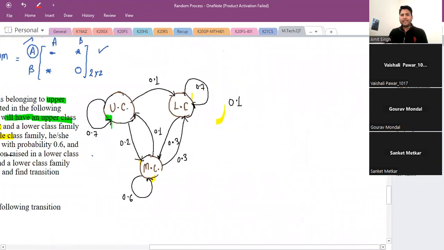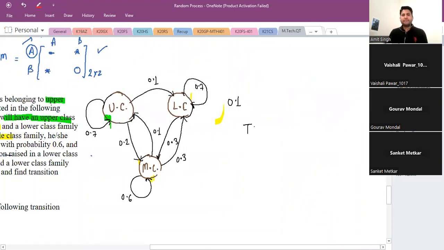In the same manner, we can also make a state transition probability matrix, TPM, transition probability matrix. Three states: upper class, lower class, middle class, and on the other side also upper class, lower class, and middle class. As I already told you, we will move like this. Probability upper to upper is 0.7, upper to lower is 0.1, upper to middle is 0.2. Lower to upper, not given. Lower to lower is 0.7, and then lower to middle is 0.3. In the same manner, we can put the rest of the entries.